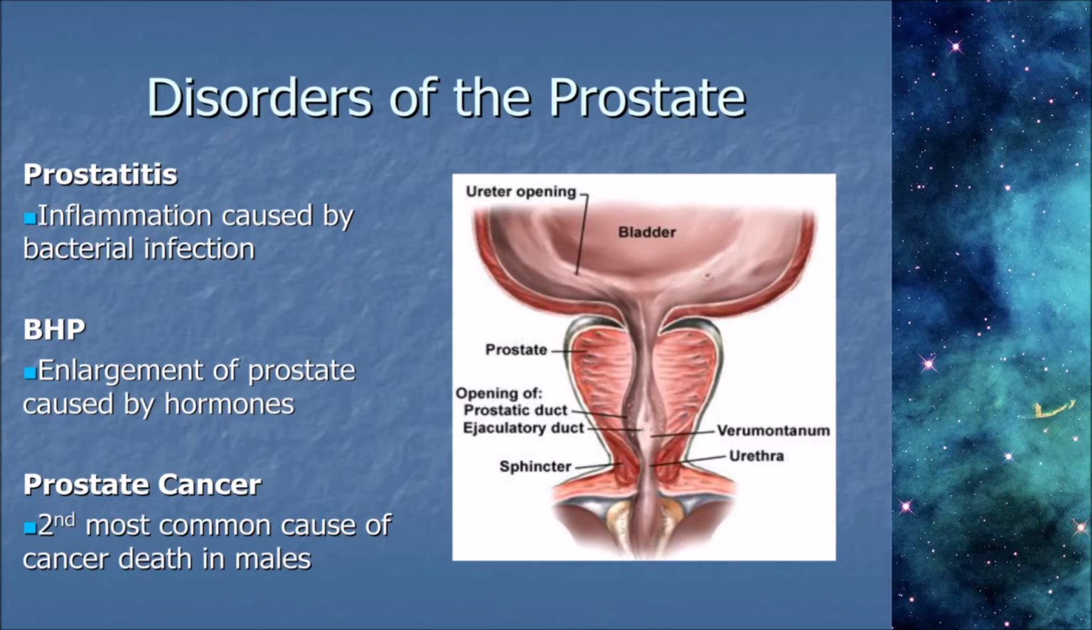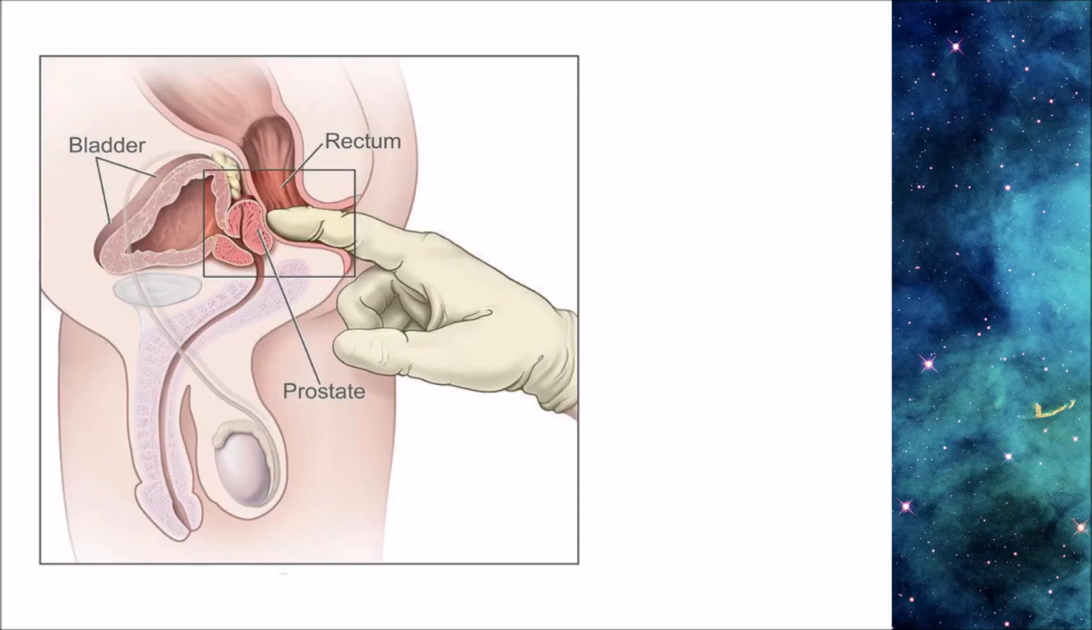And the third disorder here is prostate cancer. This is the second most common cause of cancer death in males. And just like benign prostate hyperplasia, one of the symptoms of prostate cancer is difficulty in urination. So even though difficult urination is a symptom of both benign prostate hyperplasia and prostate cancer, it does not lead to a definitive diagnosis. In order to figure out whether you have an enlarged prostate or actually a cancerous prostate, the doctor will need to do a couple different tests.